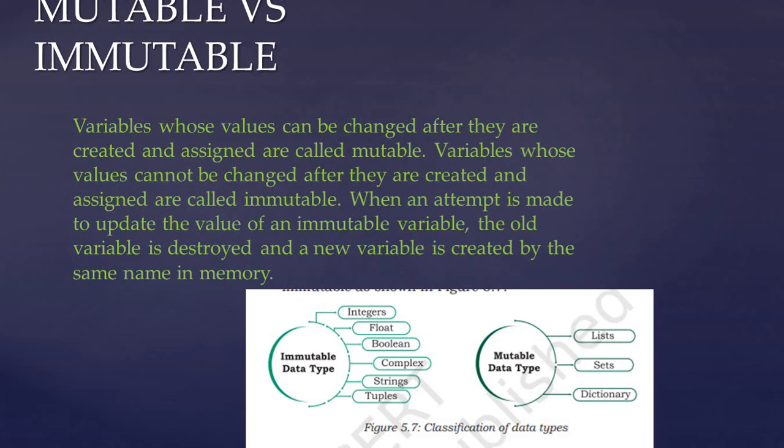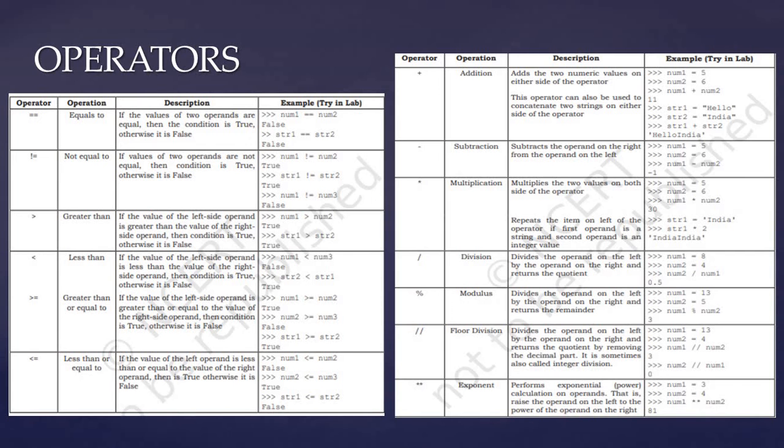Next, we move to mutable versus immutable data types. As I mentioned earlier, variables whose values can't be changed after they're created are called immutable and vice versa are called mutable. When an attempt is made to update the value of an immutable variable, the old one is destroyed and it is created by the same name in the same memory. So there are only 3 mutable data types currently in Python, which are list, sets, and dictionary. Rest, all including integers, float, complex, are immutable data types.